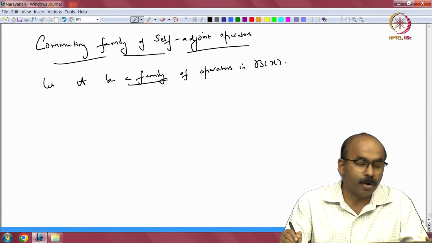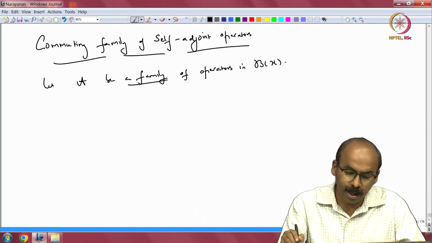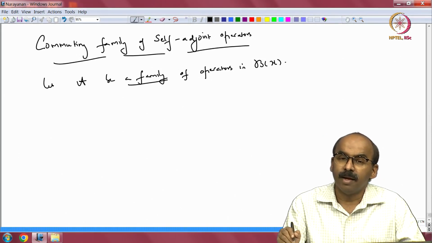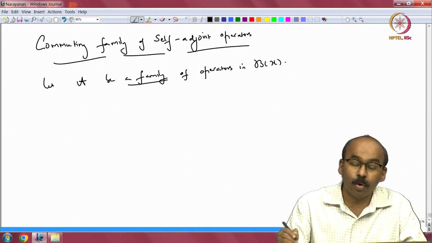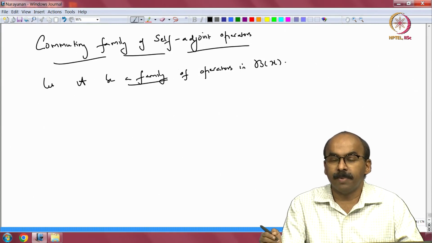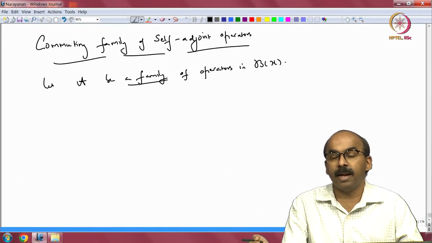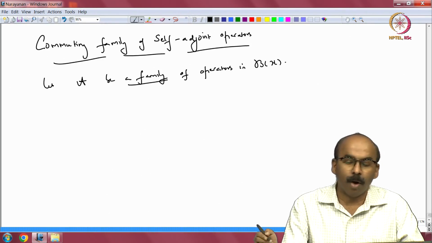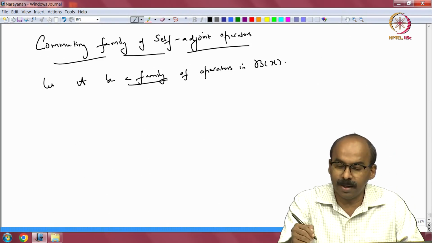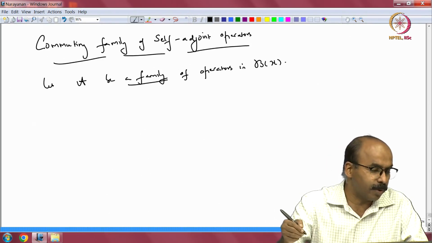It need not necessarily be an algebra, and it does not have to be finite; it can be infinite or finite. So, script A could be just A1, A2, ..., An, n bounded operators, or infinitely many bounded operators. All those possibilities are allowed, because for the definition we do not have to bother about this.